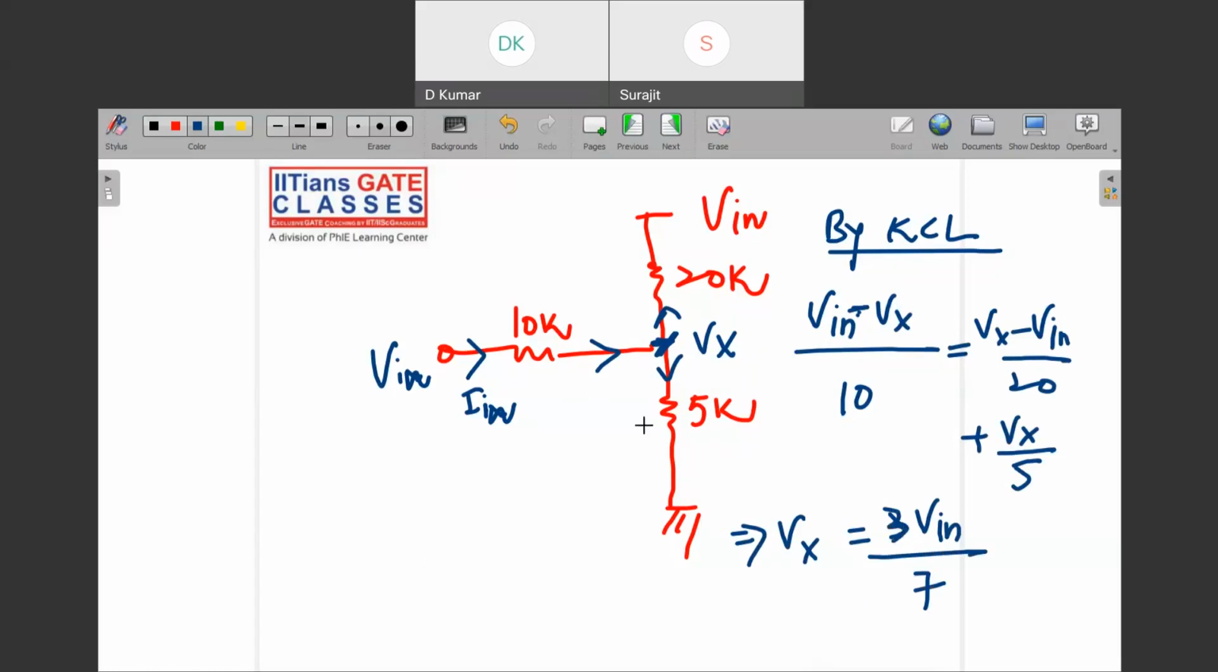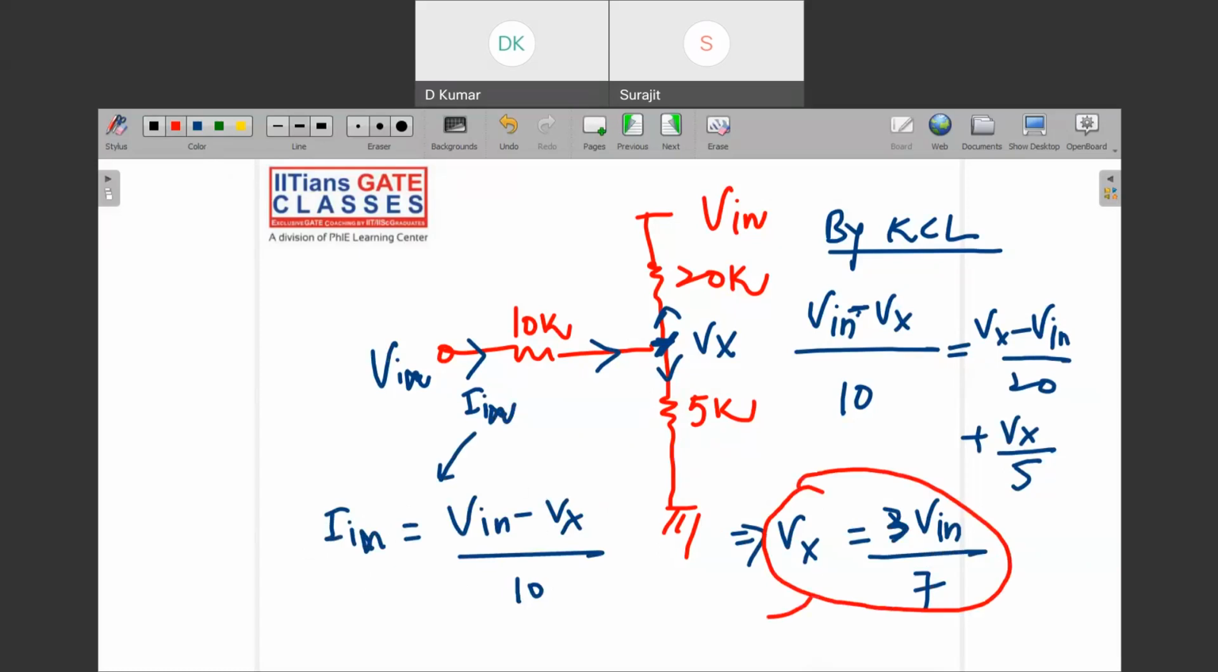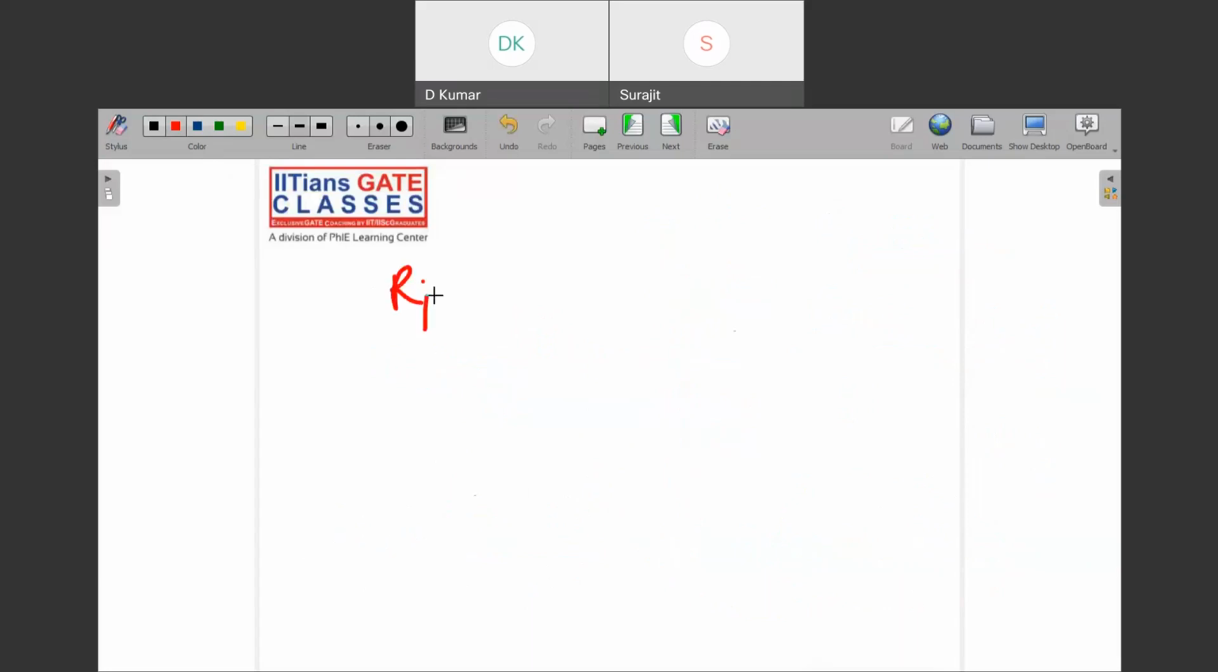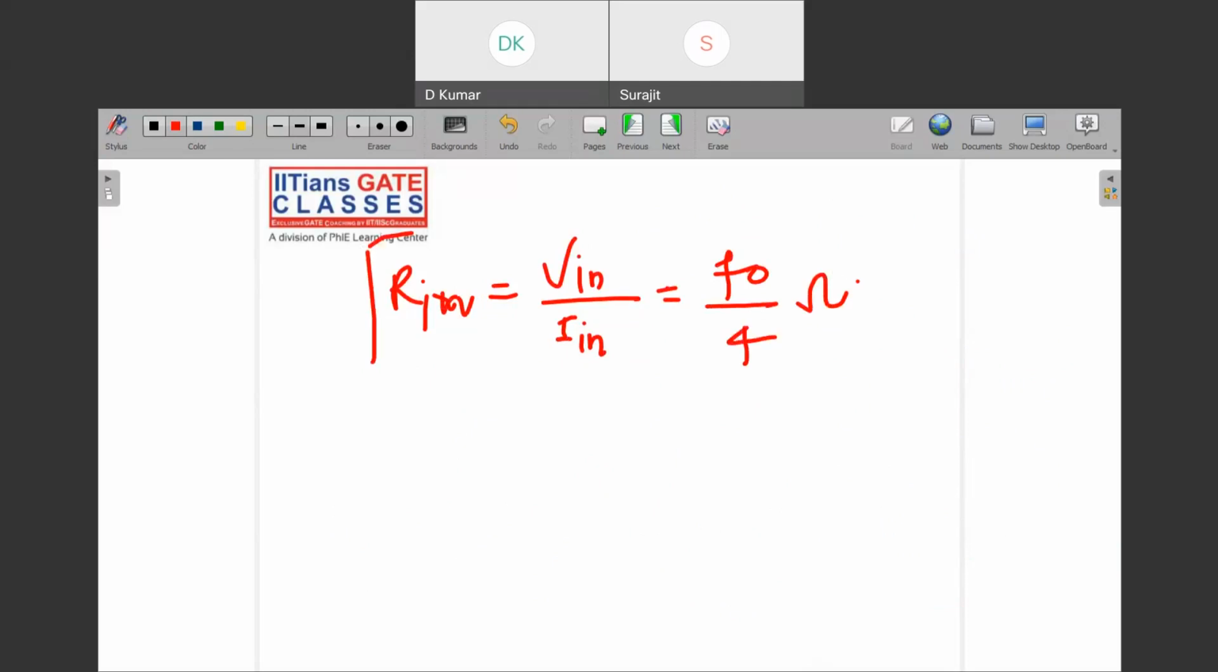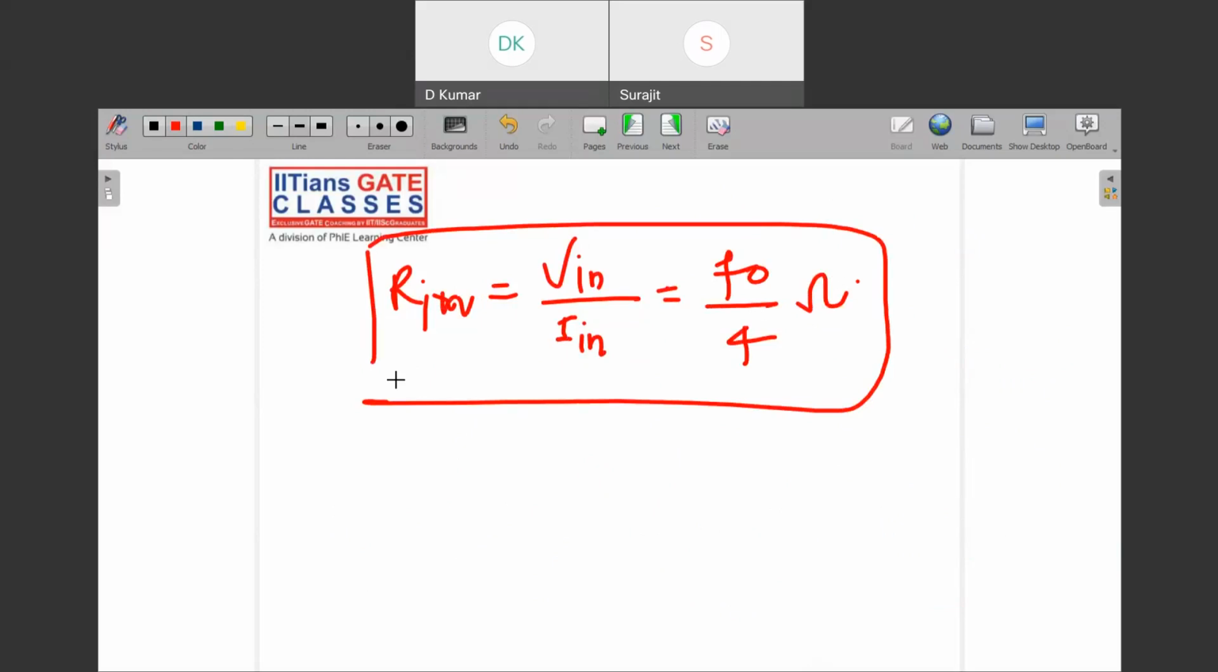Once you got the Vx, you can replace I in. What is I in here? I in is basically V in minus Vx by 10. Now you can replace this Vx with the help of this Vx and substitute here. So you will get R in equal to V in by I in, 70 by 4. This is the answer, kilo ohm.